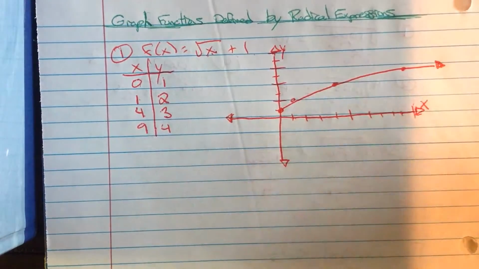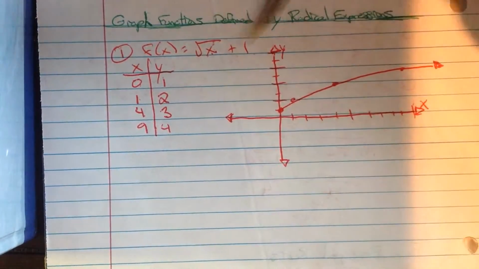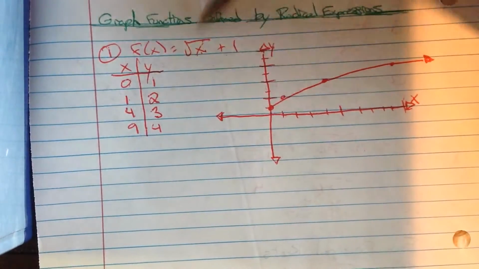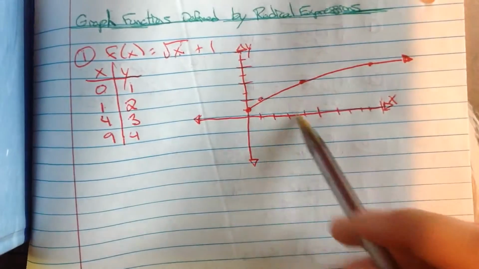Now here's something to note. If I put in negative 1, can I square root negative 1? No, so the function actually doesn't exist over here because we can't square root negative numbers. So this would be our graph.